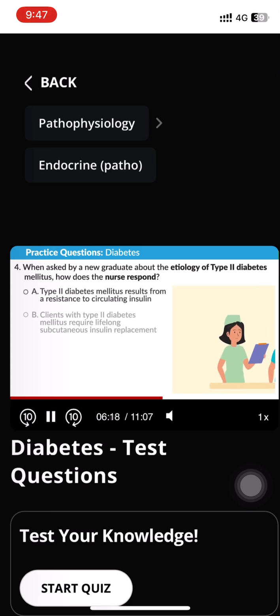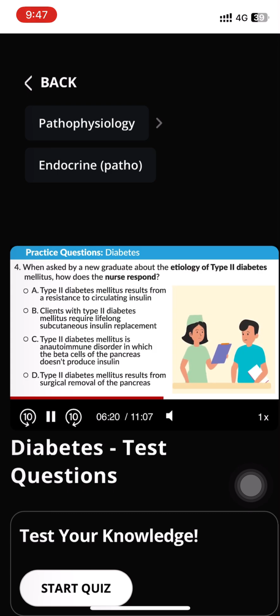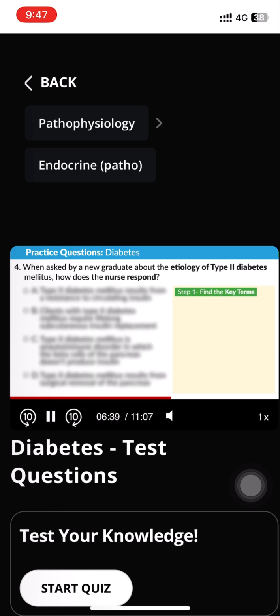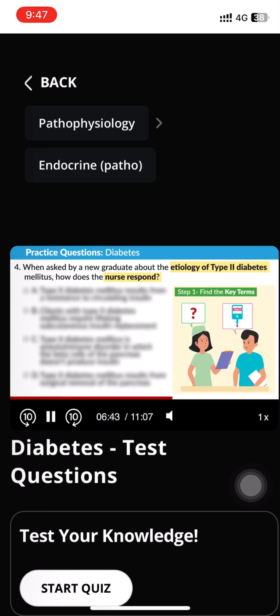Now for question number 4. When asked by the new graduate about the etiology of type 2 diabetes mellitus, how does the nurse respond? So once again, pause the screen and try your best to answer this question. All right, so let's break it down following the question breakdown strategy. So number 1, we look at the key terms in the question. Etiology is just fancy words for cause of type 2 diabetes.